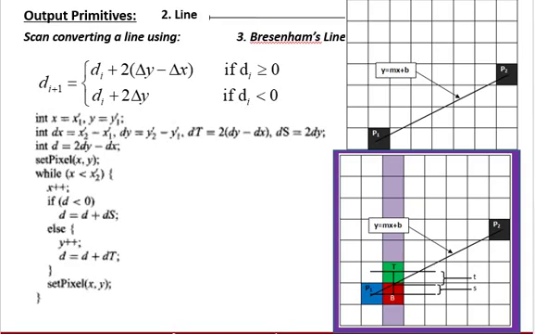Here we use set pixel, and then while the initial value of x is less than the final value of x, we increment x by x plus plus, and if the value of d is less than 0, then we will use this formula for the next d. Else, we will increment y and use d equals d plus dt. And finally, set pixel x, y. That is how we draw the line in Bresenham algorithm.